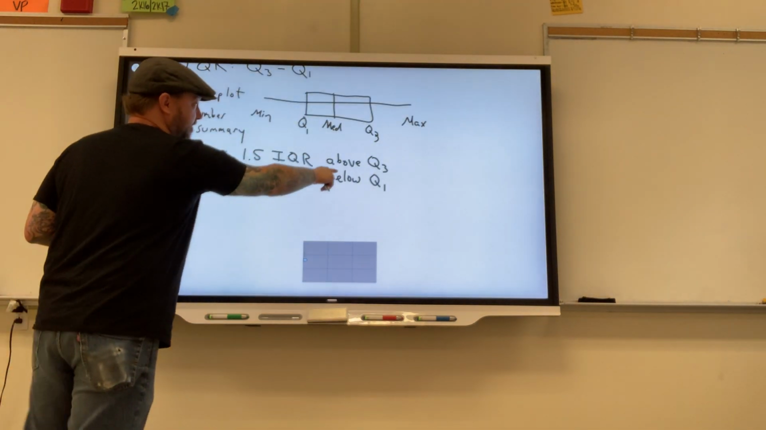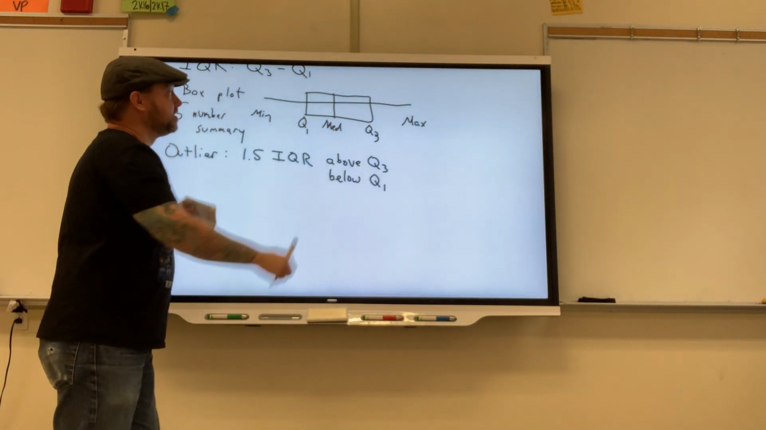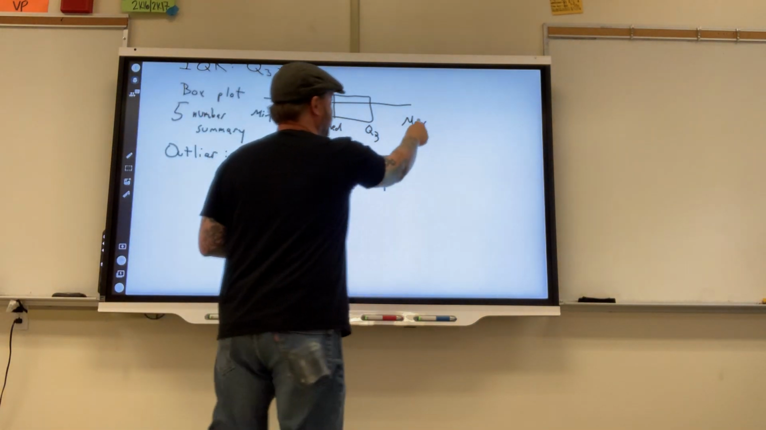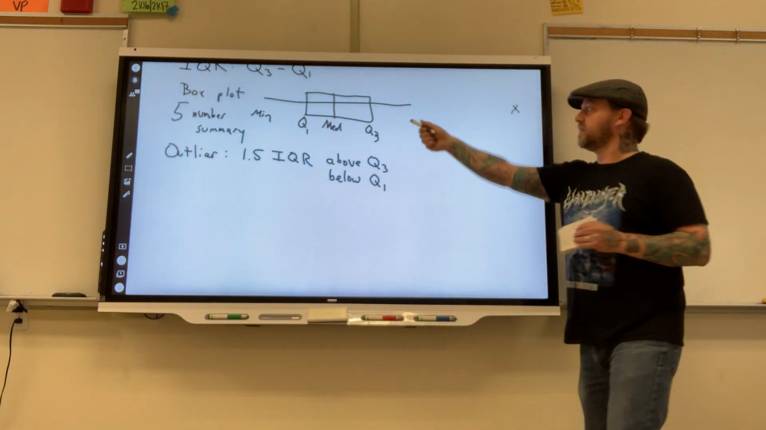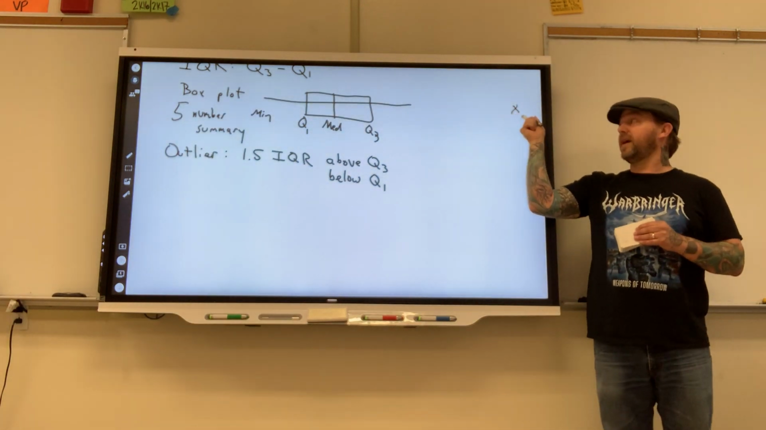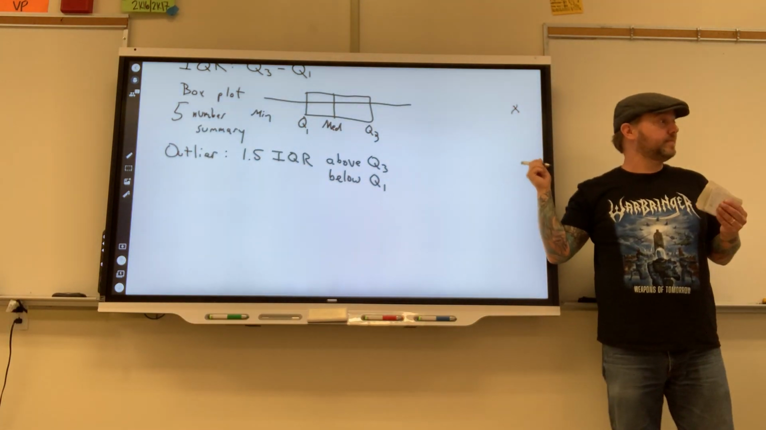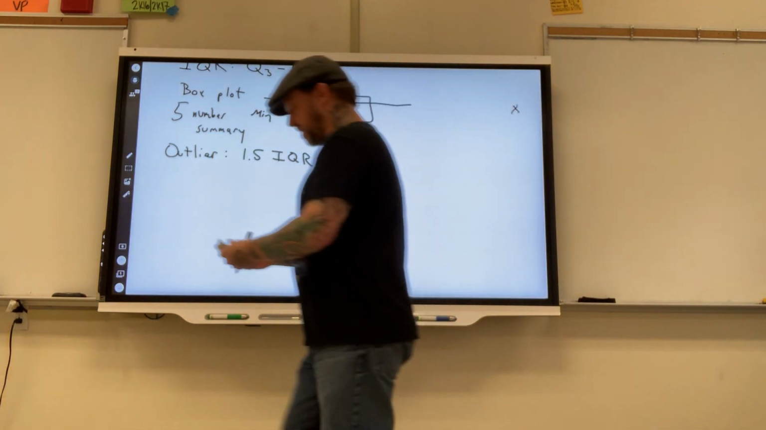1.5 IQR above Q3, below Q1. So if there's some sort of outlier, we can do a modified box plot. Notice that would be a high outlier. Okay? Cool, cool. All right, moving on.